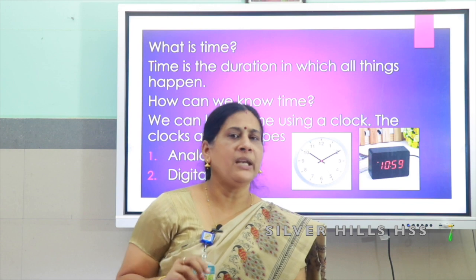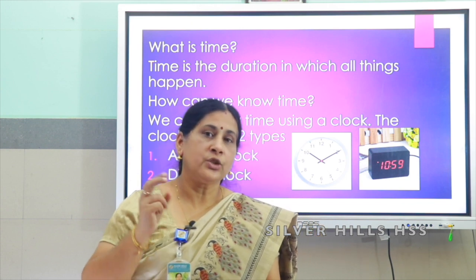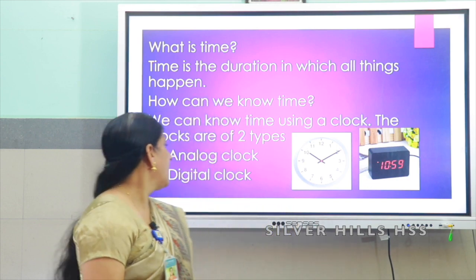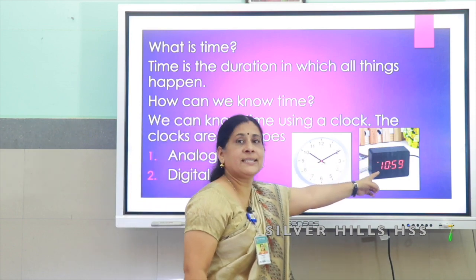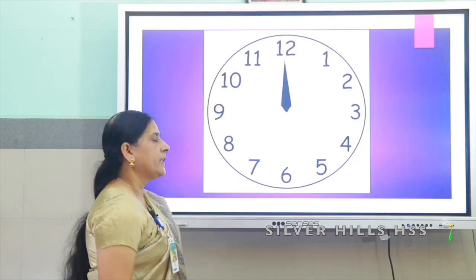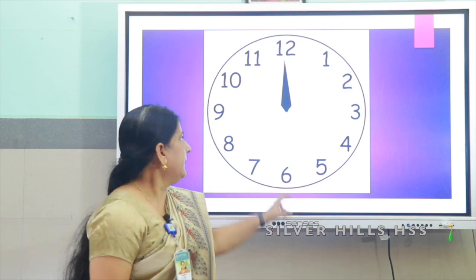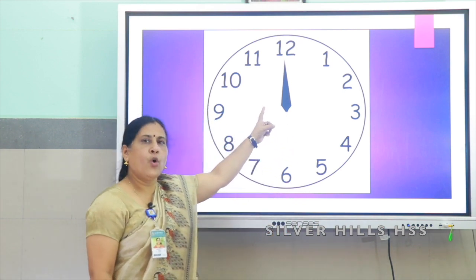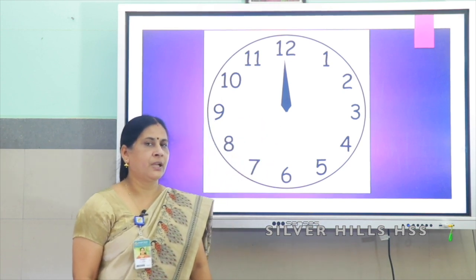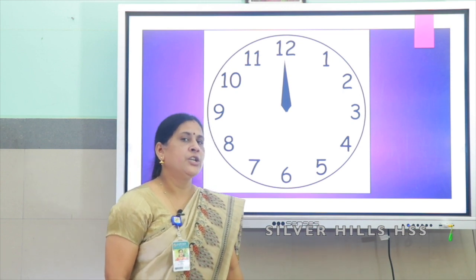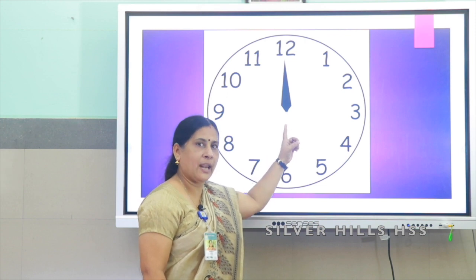Now, normally at home we see time in a clock. Clocks are of two types. One is analog clock and the other one is digital clock. Now you can see an analog clock here. In this clock we have only one needle, that is the hour needle. We use the hour needle to point the time. Now the time in this clock is 12.